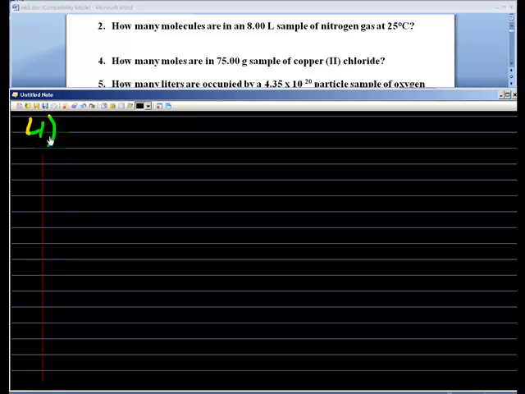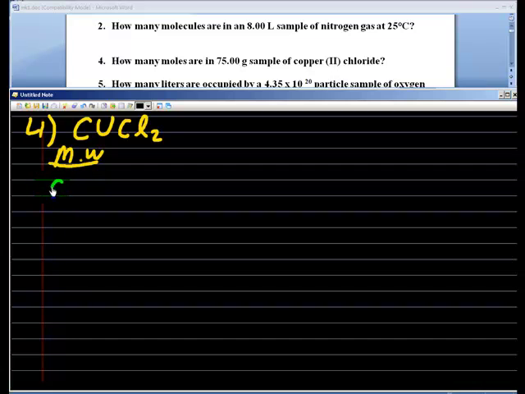In order to solve this, the first thing you have to do is write down the formula for the compound. So copper 2 chloride is going to be CuCl2. Now the first thing we have to do is solve for the molecular weight. How much does this molecule weigh?